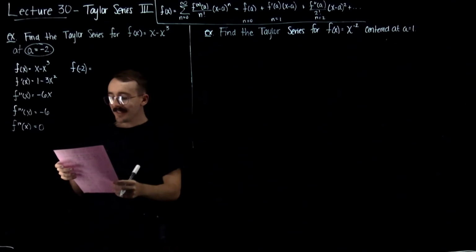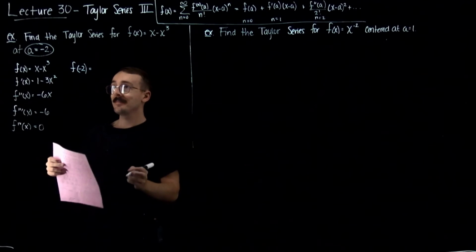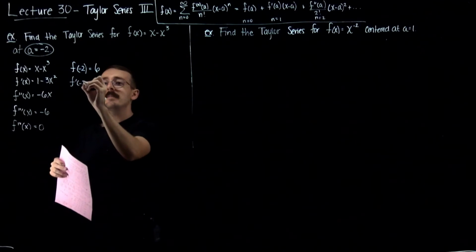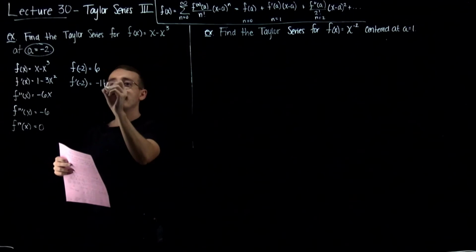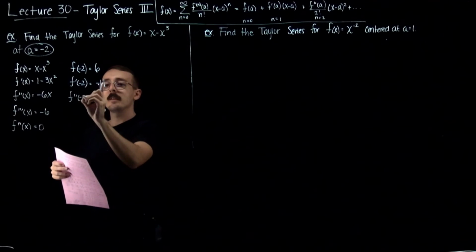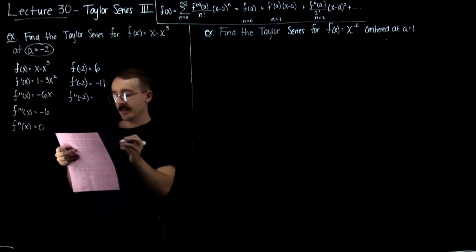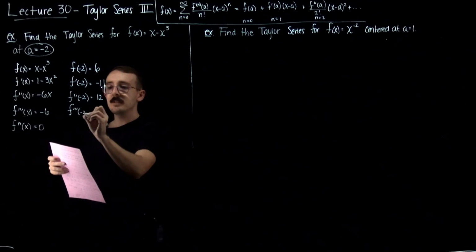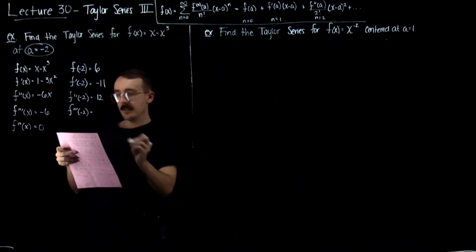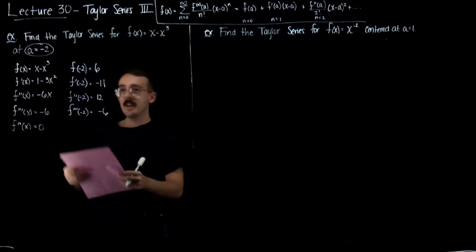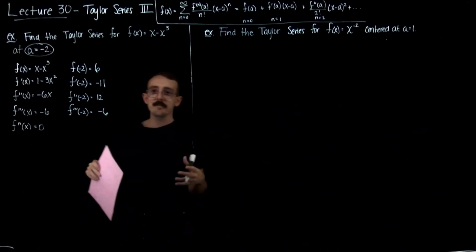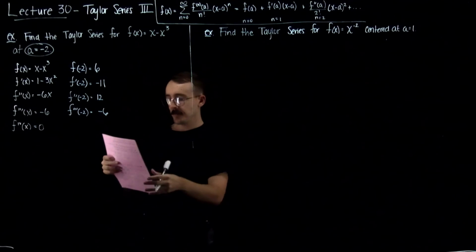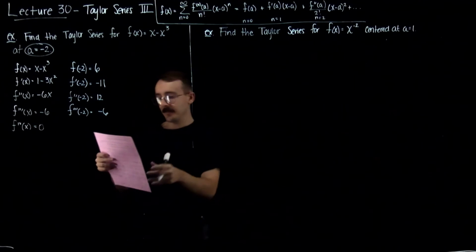So for the first one, if you plug in -2, you're going to get 6. If you plug -2 into the first derivative, you get -11. If you plug in -2 into the second derivative, you get 12. And if you plug in -2 into the third derivative, you're going to get -6. So these are the numbers that I got when I evaluate the function and the first, second, and third derivatives at a. They're going to be important in the formula here.